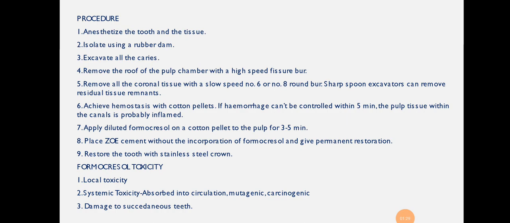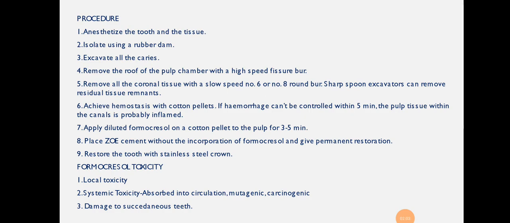Now the procedure to perform formocresol pulpotomy is: you have to first anesthetize the tooth and the surrounding tissues, then isolate using a rubber dam, then excavate all the caries. You will have to remove the roof of the pulp chamber with a high speed fissure bur. Then remove the coronal tissue with a low speed number 6 or number 8 round bur. Sharp spoon excavators can remove the pulp, but residual remnants of the tissue will remain.